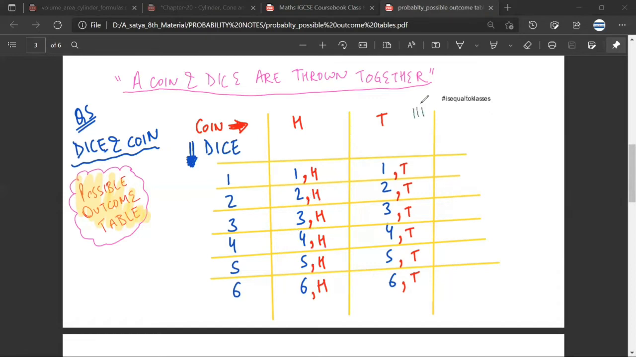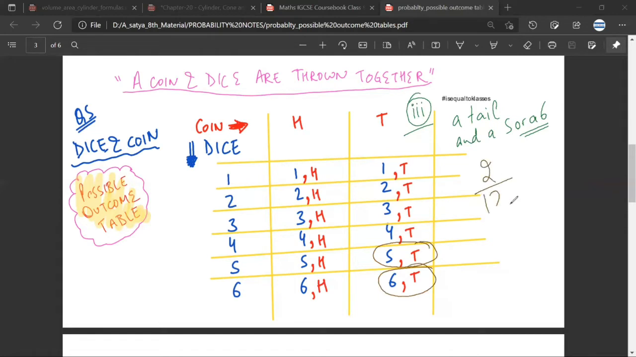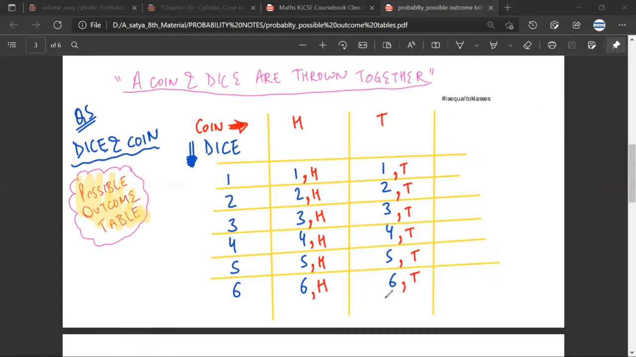Now let us look at the third question that he is asking. He says that I need a tail and a 5 or a 6. Have you understood? Yes, sir. So which possibilities are there? Only 2. Only 2/12. So the answer would be 2/12, which is 1/6. Any doubt? No doubt.